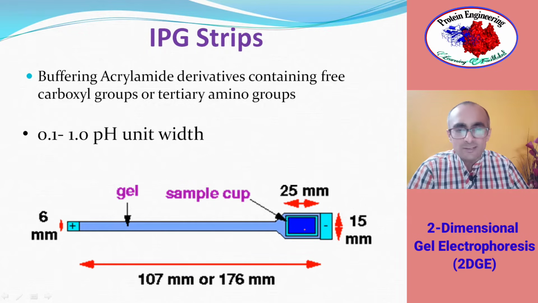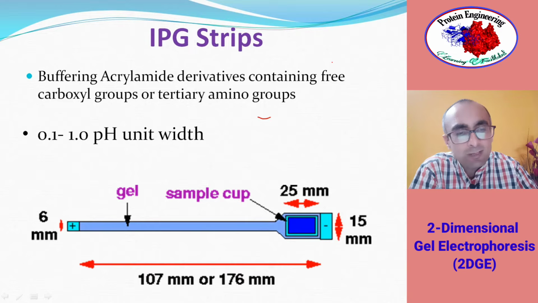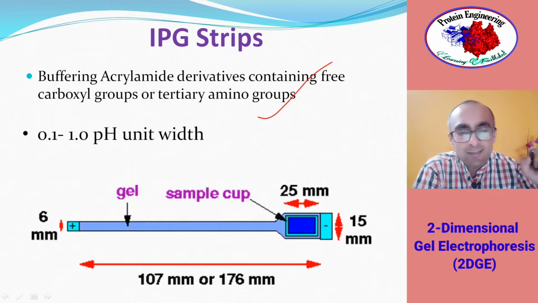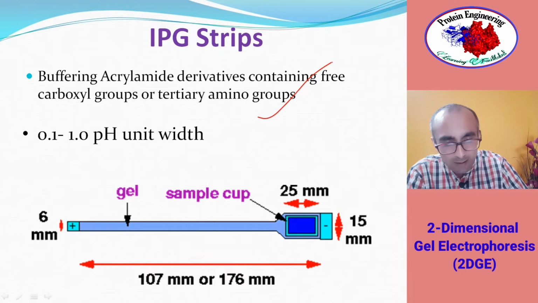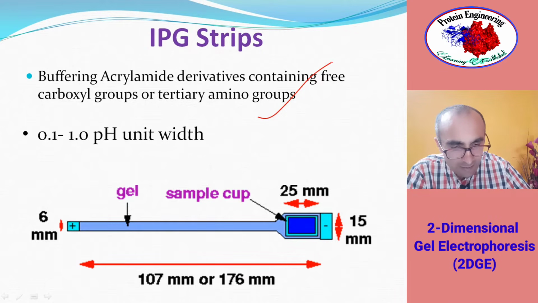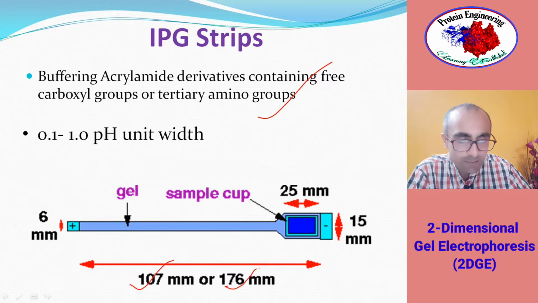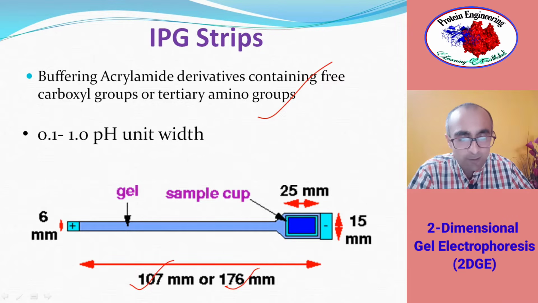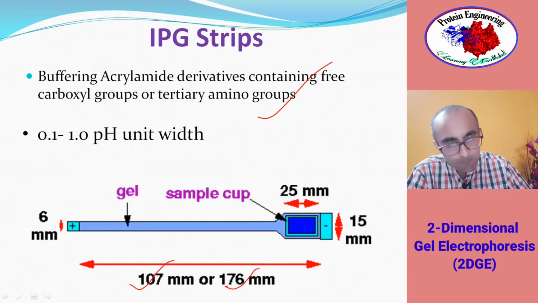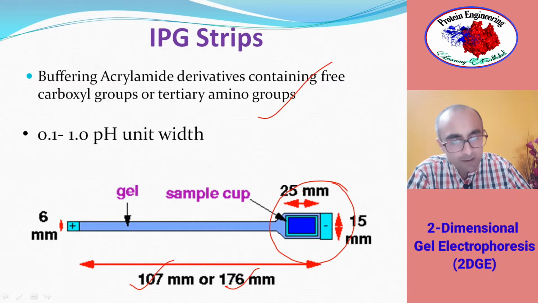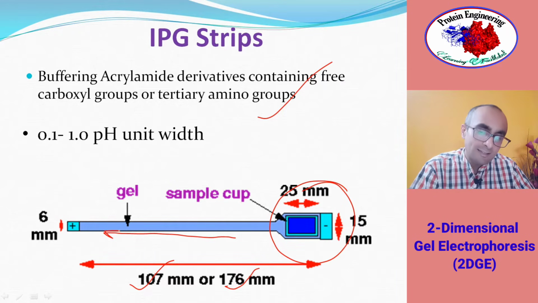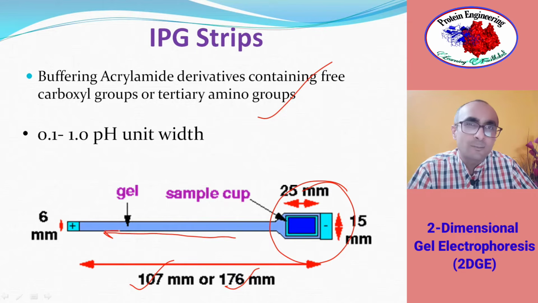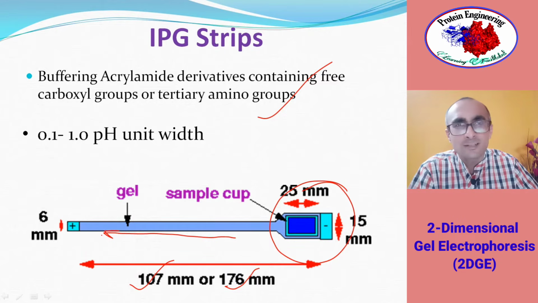In IPG strips you have buffering acrylamide derivatives containing free carboxyl groups and tertiary amino groups in order to generate a pH gradient, and the length is around 107 millimeter or 176 millimeter. That's also customizable. And you have a sample cup where the sample is loaded, that's on the negative electrode, and this gel in the tube contains a pH gradient of a definite pH value. That's also customized depending on the requirement.